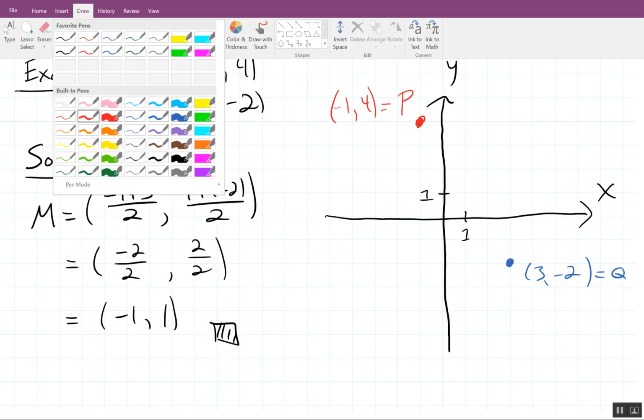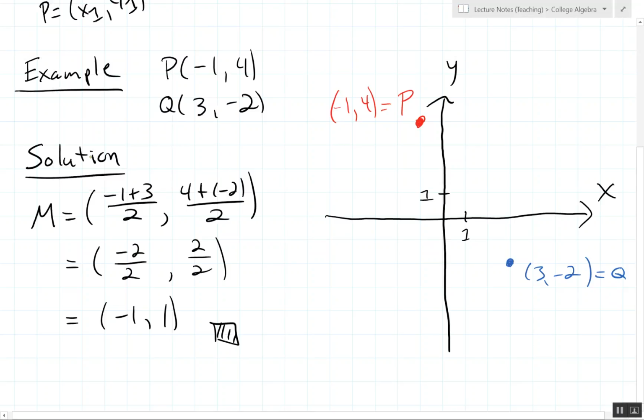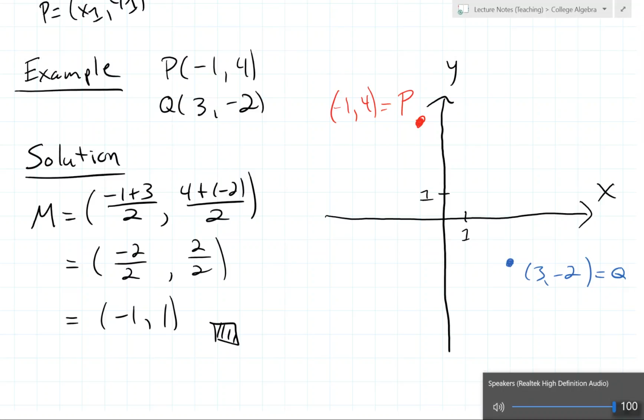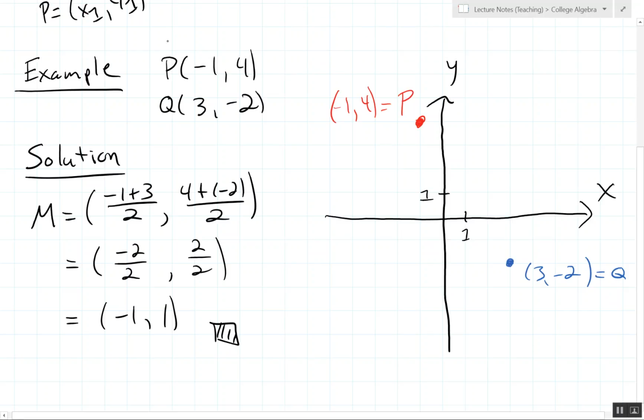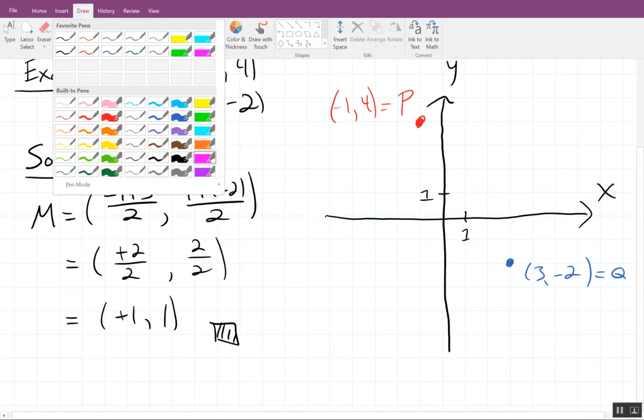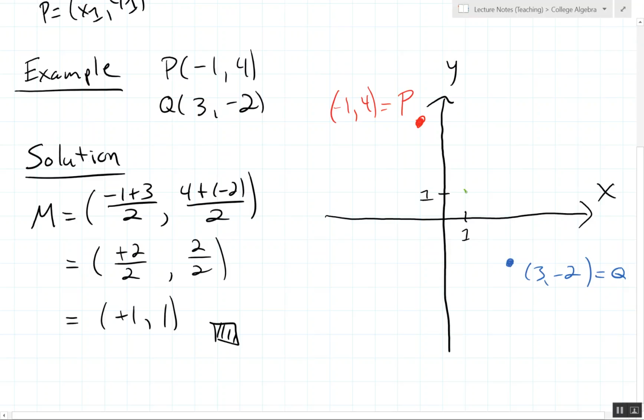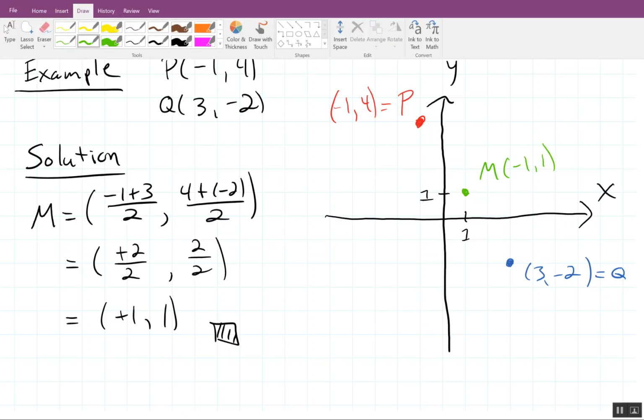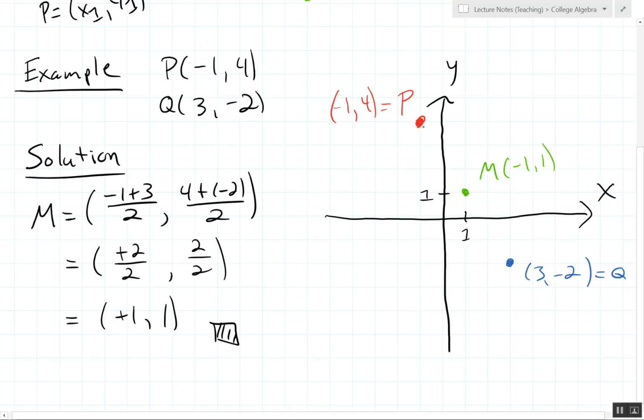So that will be not the midpoint because I made a sign error. So let's go back and fix the sign error. And so that should be a positive 1 as well. So the midpoint here again in green will be here, which is negative 1, 1. And if I draw in the line, we get that, in fact, it looks like to be in the middle here.